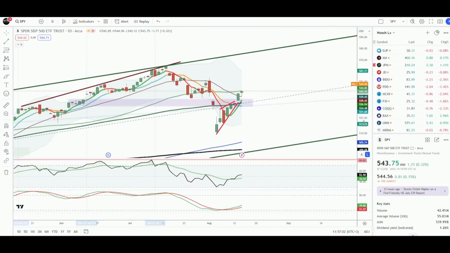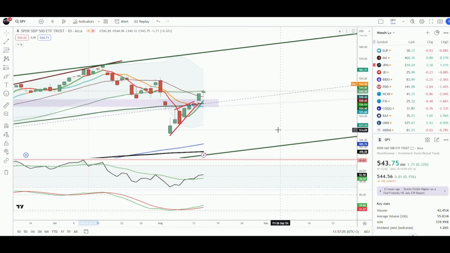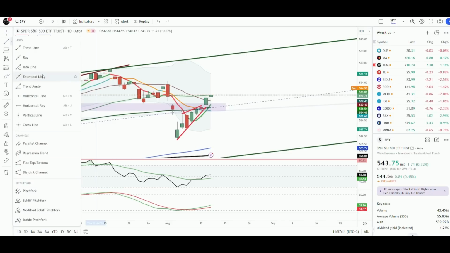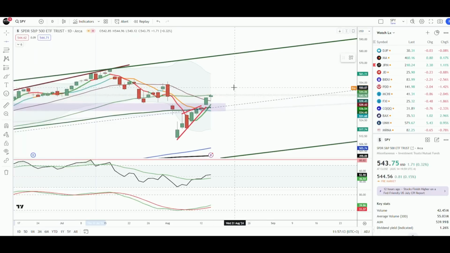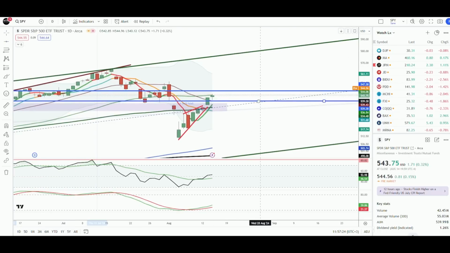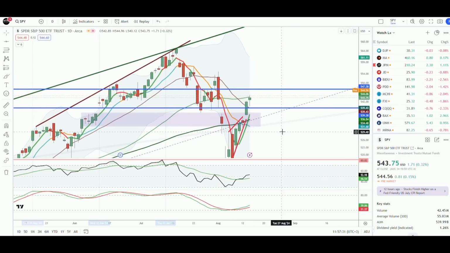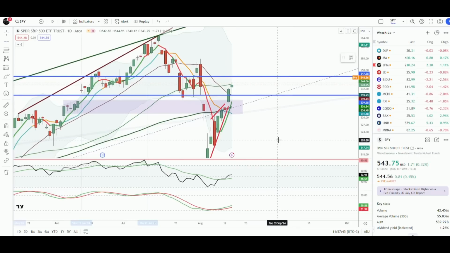The expected move tomorrow for the S&P 500 is $4 in either direction. That means roughly 547 for the upper expected move and 539 for the lower expected move. Very tight. It is getting surprisingly tighter and tighter as volatility exits the market. So we also have to keep in mind the two standard deviation upper and lower expected moves, and that's going to be $10 in either direction.